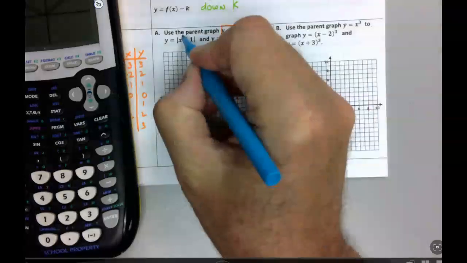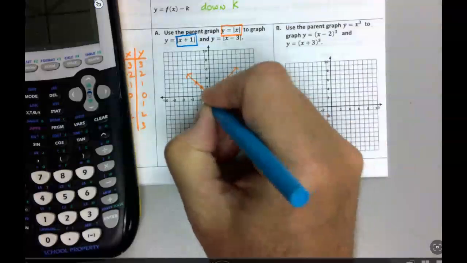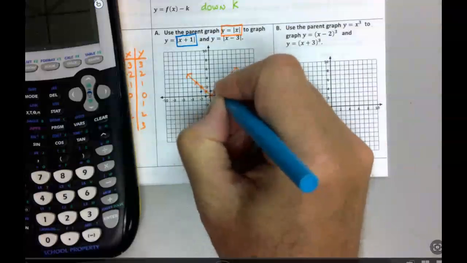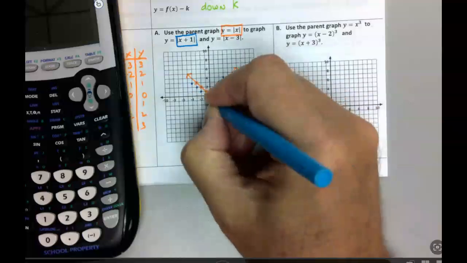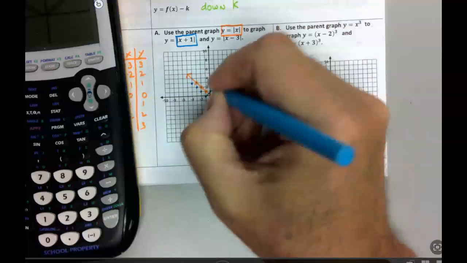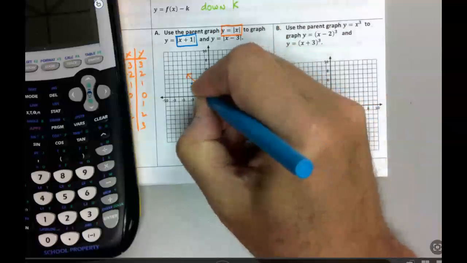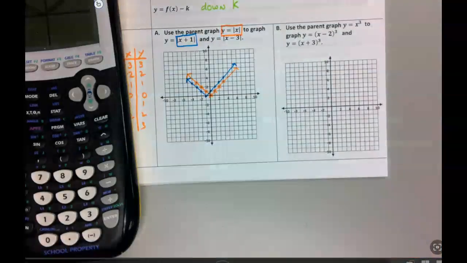So I'm going to shift everything left 1. Take all those points, 1. So I'm going to shift everything left 1. Okay? Now let's do the next one.